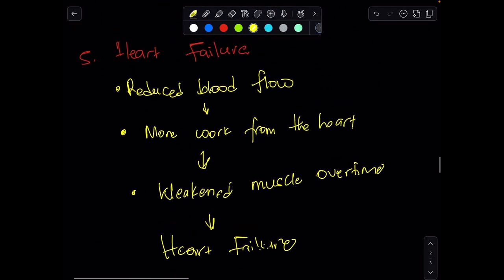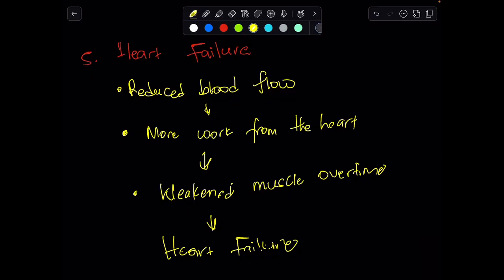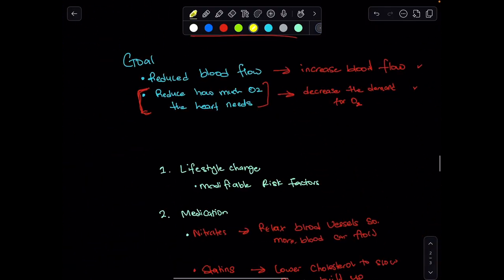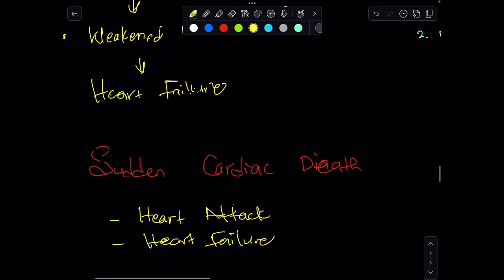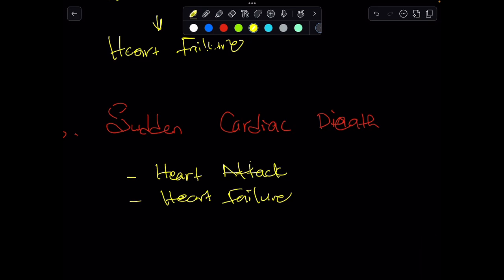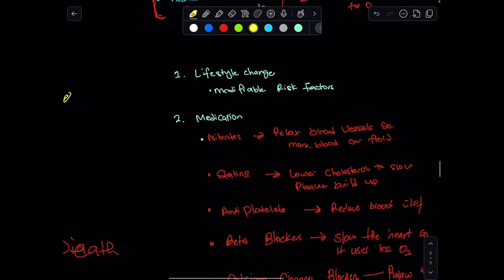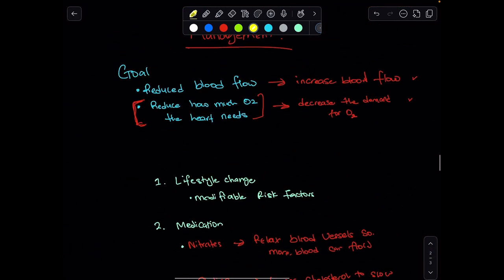Heart failure: now the heart is working twice as hard to try to get oxygen, and because it's working so hard, the muscle weakens over time, and then the heart fails. Pretty much how that happens. And sudden cardiac death, which is very important. Heart attack and heart failure can cause your heart to basically die. Some heart attacks you can recover from, but you can also just die because of a heart attack.